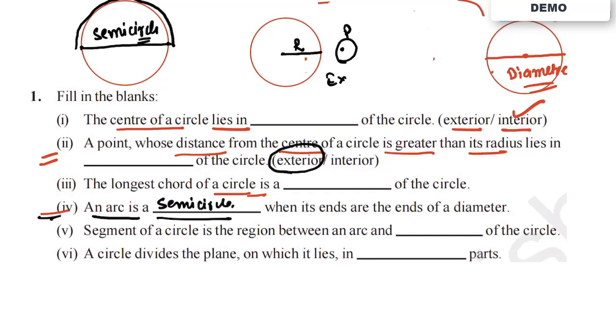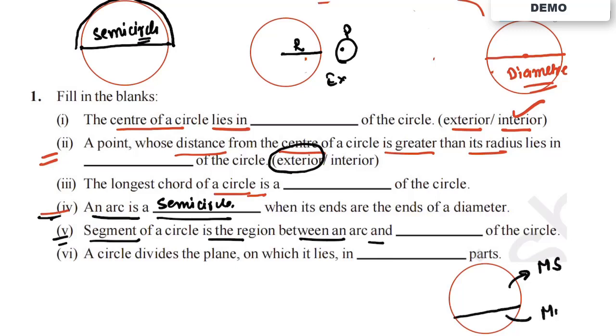You should visualize the question before answering, otherwise you may mark the incorrect option. Now the fifth question: a segment of a circle is the region between an arc and... Let me draw a segment for you. This is our circle. Suppose I draw any chord. This is our major segment, this is our minor segment.